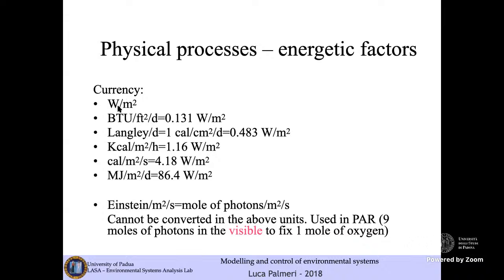In particular, the most formal physical one is watts per square meter. I recall you these are the units of the solar constant. Or we may employ the British thermal unit, and this is a conversion factor between watts per square meter and British thermal unit. We may use the Langleys per day. So this is, I recall you, W is a flow, so this is a density of flow. Langley per day, again, is a density of flow because we have calories per square centimeter per day. So these are all conversion factors you may employ to pass from one currency to the other one.